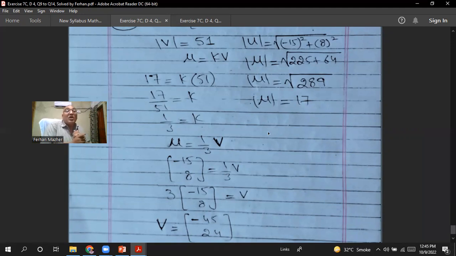I will now use the column vector. The column vector of u is minus 15, 8 equals 1 by 3 v. So v will be equal to 3 multiplied by that column vector. When 3 multiplies with minus 15, it will be minus 45. When 3 multiplies with 8, it will be 24. So the column vector of v will be minus 45, 24. So this is how this question is done.